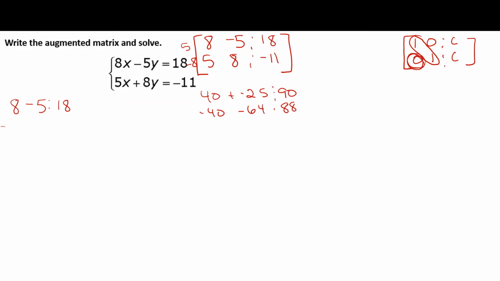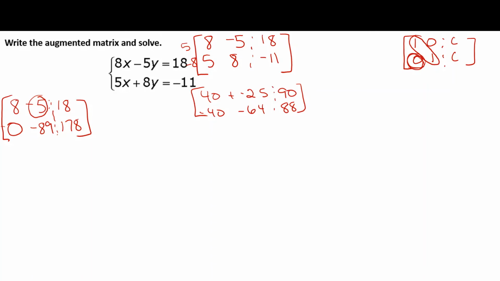So if I take these two that I've changed up and add them together, 40 plus a negative 40 is 0. I'm going to put that in the new place. Negative 25 and negative 64 is a negative 89. And 90 plus 88 is 178. All right, so here I have my new matrix, and I have a 0 right where I want it to be. Now I want this negative 5 to become a 0 also.